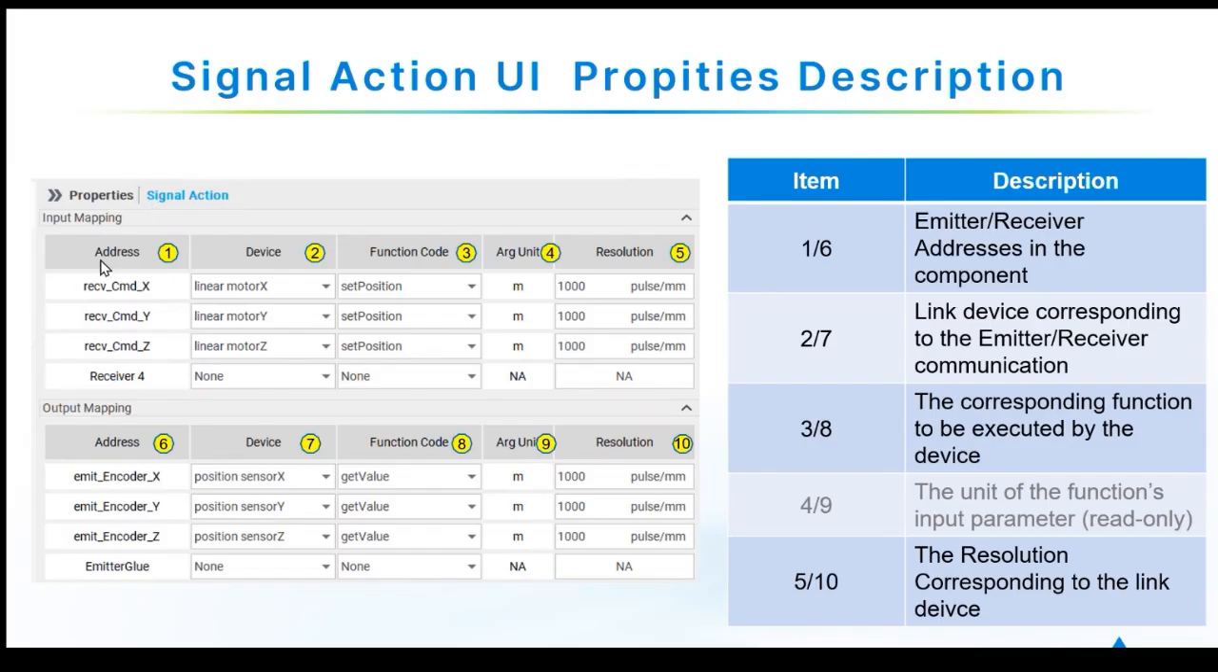So this device is to receive the signal from our PLC, right? So this will be set position to link motor X. And on the other hand, this component wants to send the encoder signal back to our PLC. So we have to get value, get the position sensor X value to our emitter, and the emitter will emit signal to PLC. So that is the structure of it.